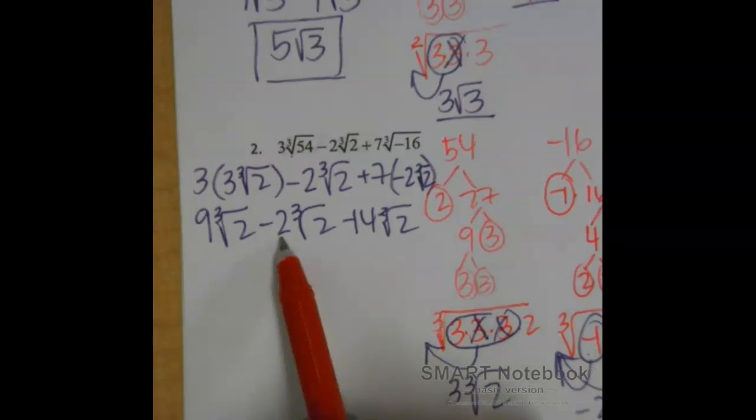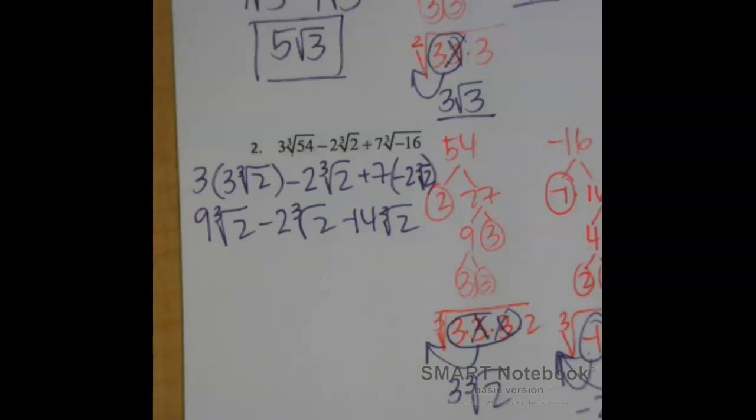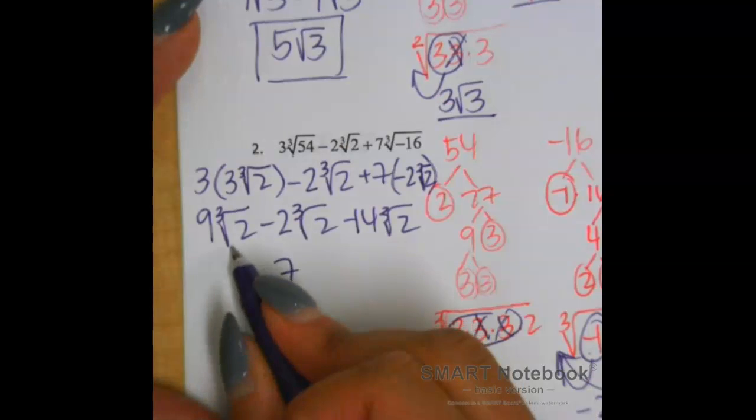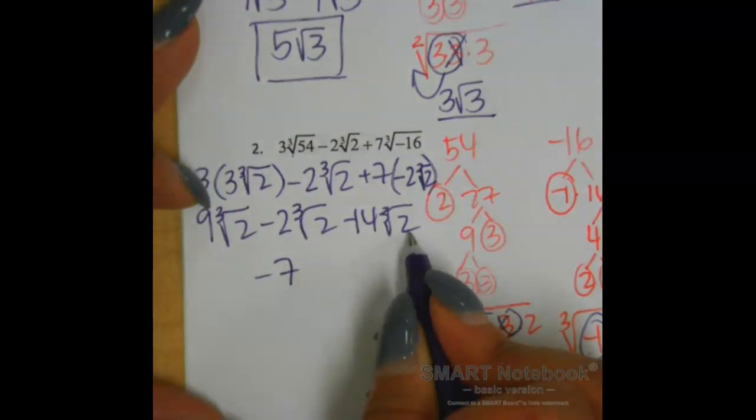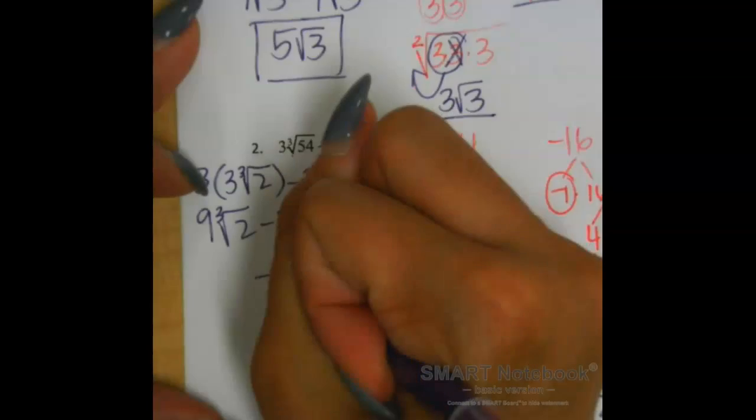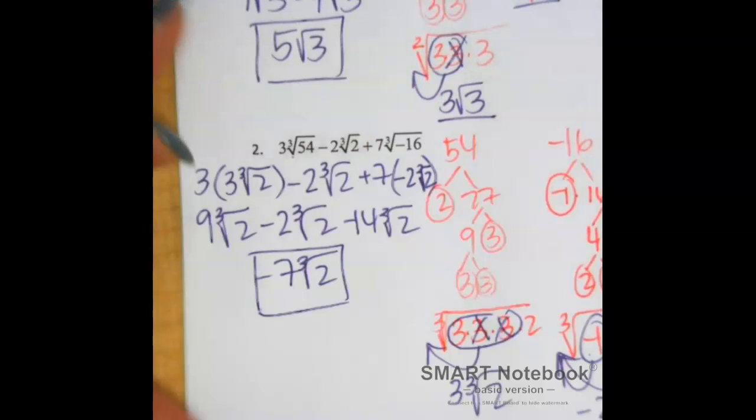What's 9 minus 2 minus 14? And if you need the calculator, you have it. Negative 7. And how do I write the 2? Am I supposed to change it at all, or just keep it cube root of 2? Cube root of 2. That's your answer.